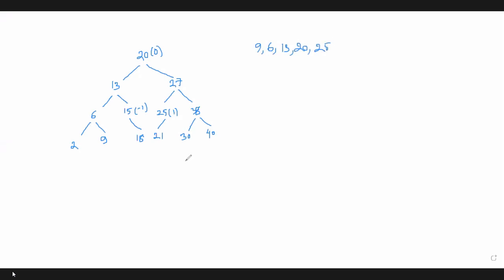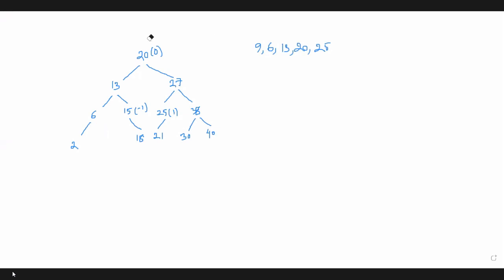So the first node is 9. Now identify that node in the AVL tree. So this node 9, does it have any left child or right child? No. This is a node with 0 child. So how to delete that node? Simply delete that node from the tree.